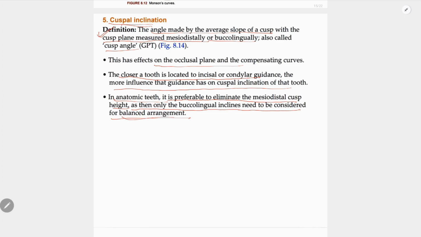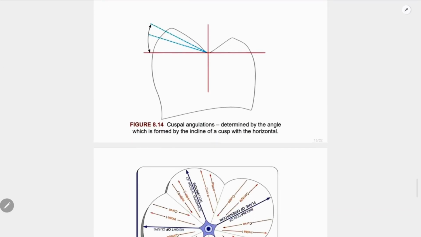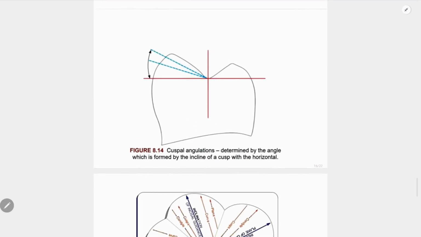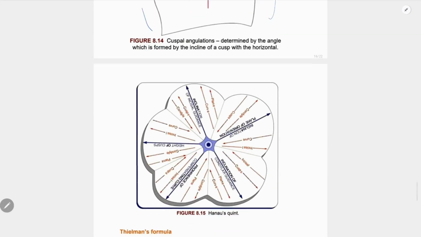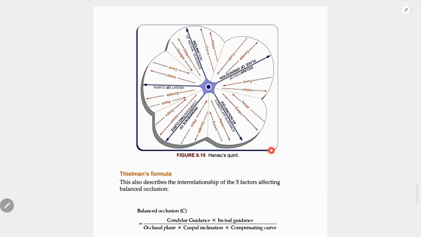In cuspal inclination, you have to write the definition and what effect it has. It has effects on the occlusal plane. The closer the tooth is located to incisal or condylar guidance, the more influence that has on the cuspal inclination. See, you have to draw a tooth and then write about the cuspal inclination, determining the angle which is formed by the incline of a cusp with the horizontal plane. We can see this is the angle, the cuspal inclination. This is nothing but a Hanau's quint.